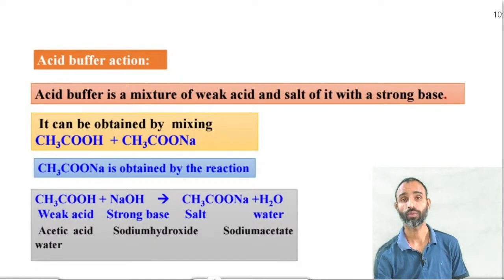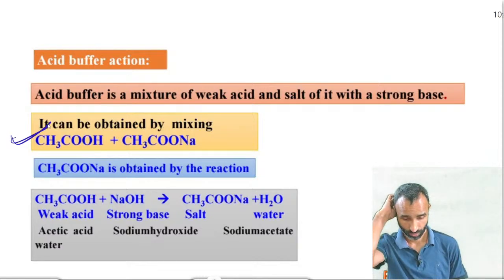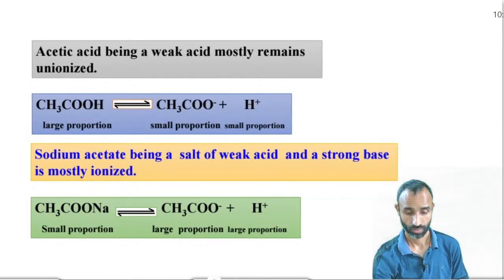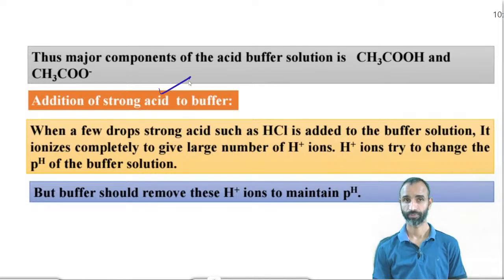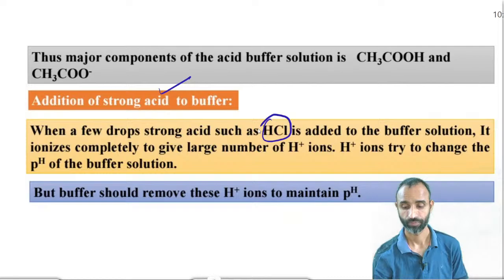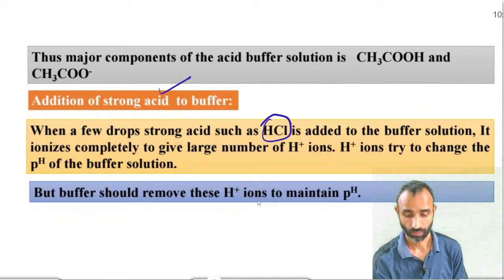So how does a buffer act? Let us say we have this acidic buffer, acetic acid and sodium acetate. Now a strong acid is added to it. Let us say we add a few drops of HCl to the buffer solution. So what happened? It will give H plus ions.